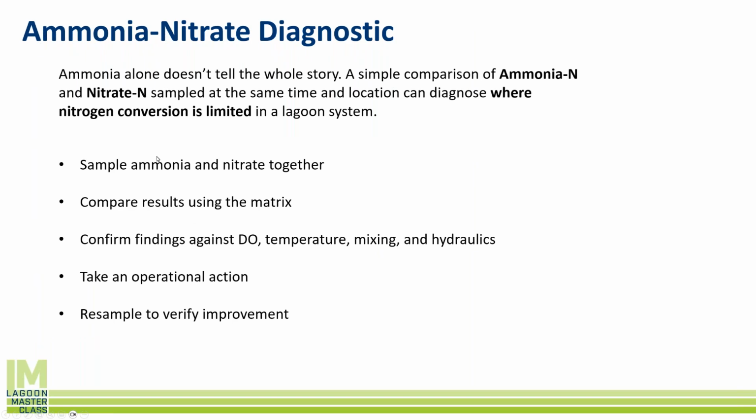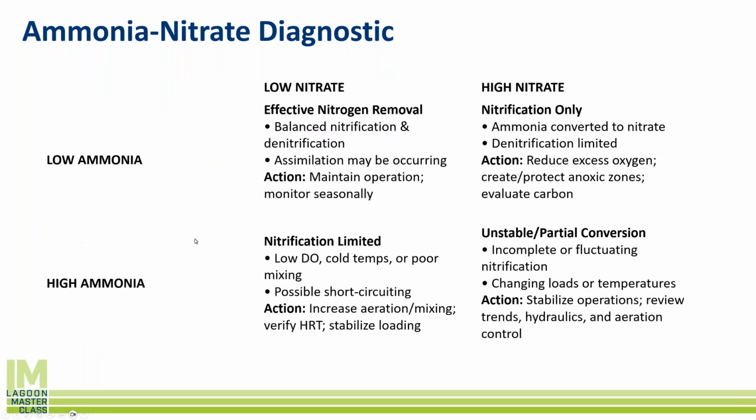So what do we do to diagnose these things? Ammonia alone doesn't tell the whole story. We need to compare our ammonia to our nitrate. So maybe my total nitrogen's high, but is my ammonia also high? To get a good total nitrogen removal, we have to get our ammonia down usually to 1 or 2 milligrams per liter. So ammonia needs to be low. We need to look at the nitrate, add that in together, and compare those results in a matrix. We also need to look at our temperature, our dissolved oxygen, our mixing, our hydraulics, so are we short circuiting? We need to look at those operational issues, and we need to resample to verify to make sure that we've had an improvement.